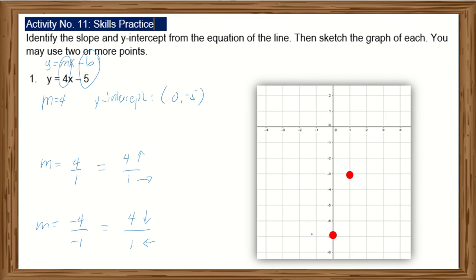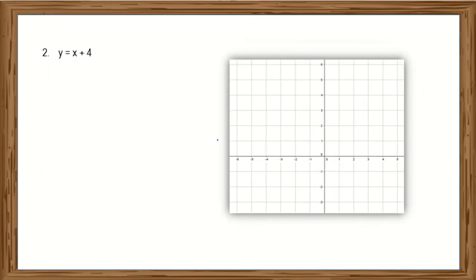Now, obviously, we cannot connect here because we don't have enough space. So, let's just continue using this. So, continue 1, 2, 3, 4. 4 units up. And then, 1 unit to the right. And then, we can now connect the 3 points, and then we have now the graph of the equation y equals 4x minus 5.